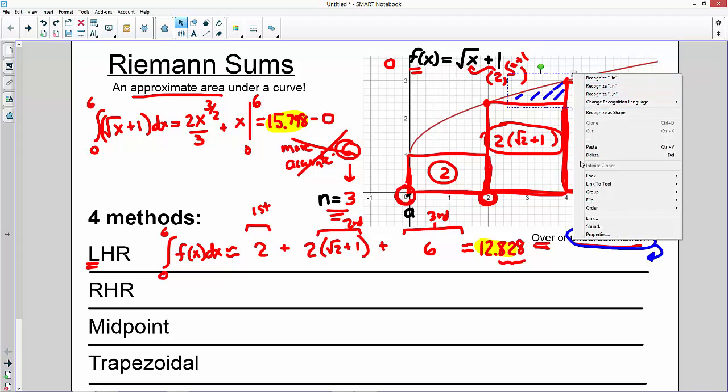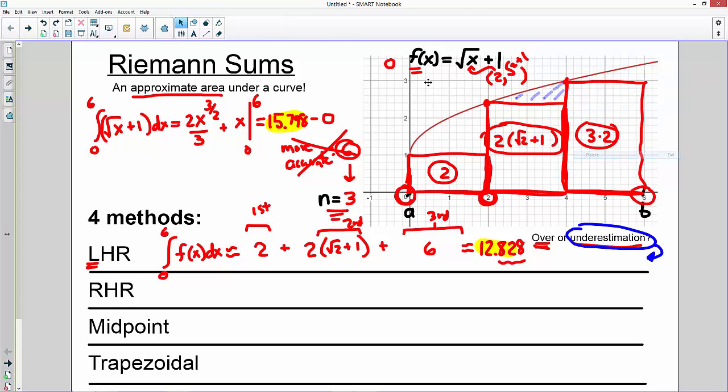But I'll pick a different color, so I'll use green. And let's do the right-hand rule, okay? So to do the right-hand rule, it's the same thing. I'm going to make 3 rectangles just like you see here, except that I'm going to go up the right side. So my first rectangle, again, because n is equal to 3, still this hasn't changed, is going to be 2 wide, okay? And I'm going to go up the right side, and I keep going until I hit the function. Okay, so there it is.